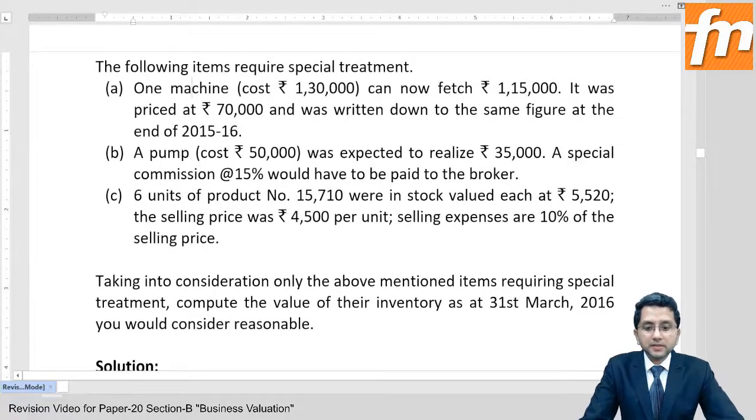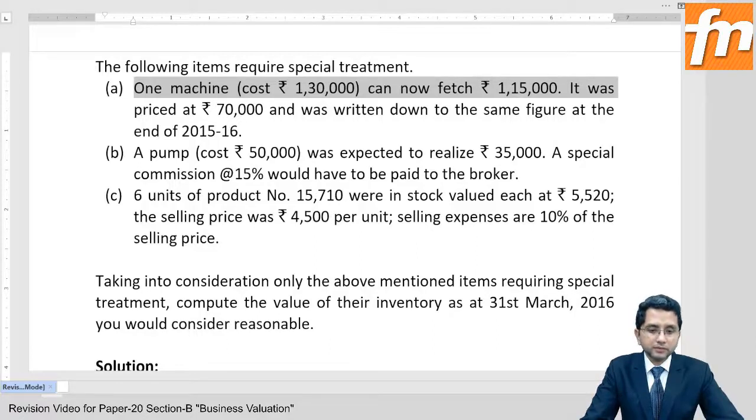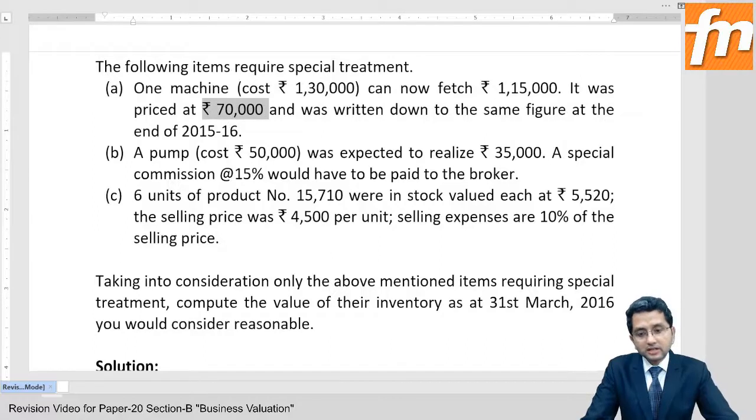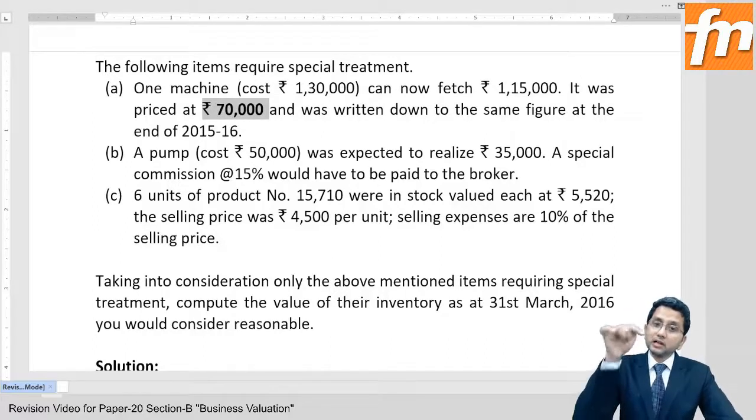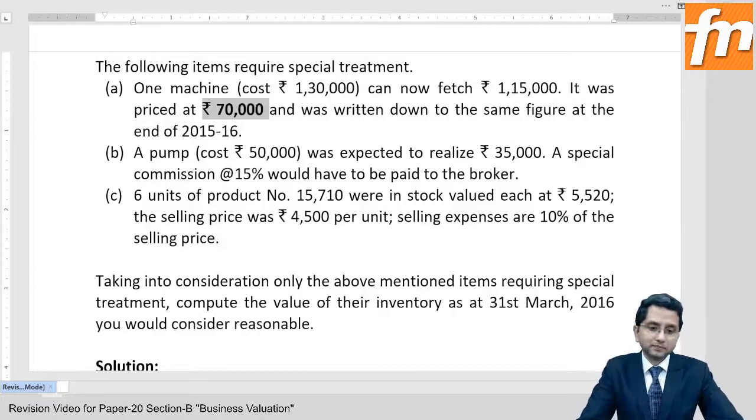Now look at this. One machine costing rupees 1,30,000 can now fetch rupees 1,15,000. Cost or realizable value, whichever is less. Fine. So you should take it at 1,15,000. It was priced at rupees 70,000. So the book value at which it is included currently is not 130. The book value at which it is included currently is 70.